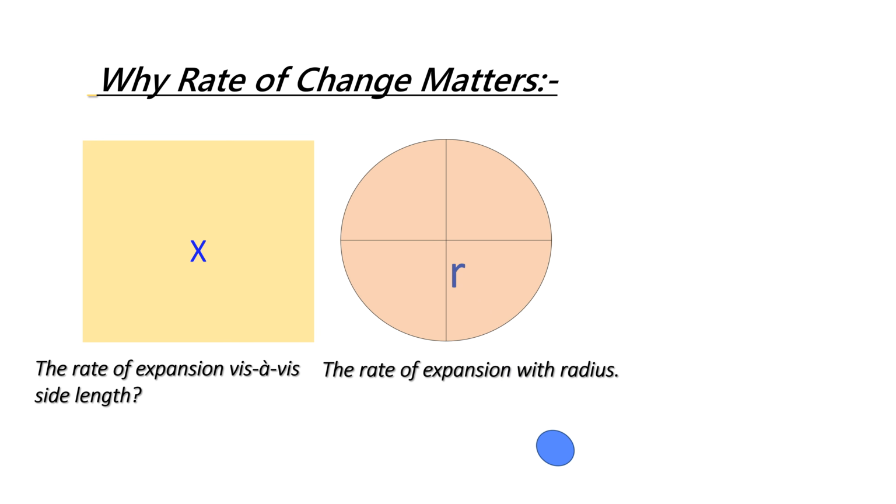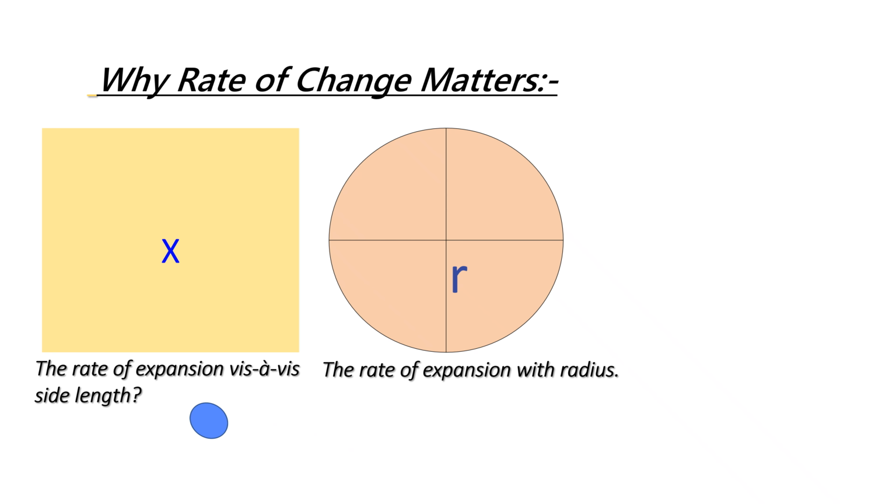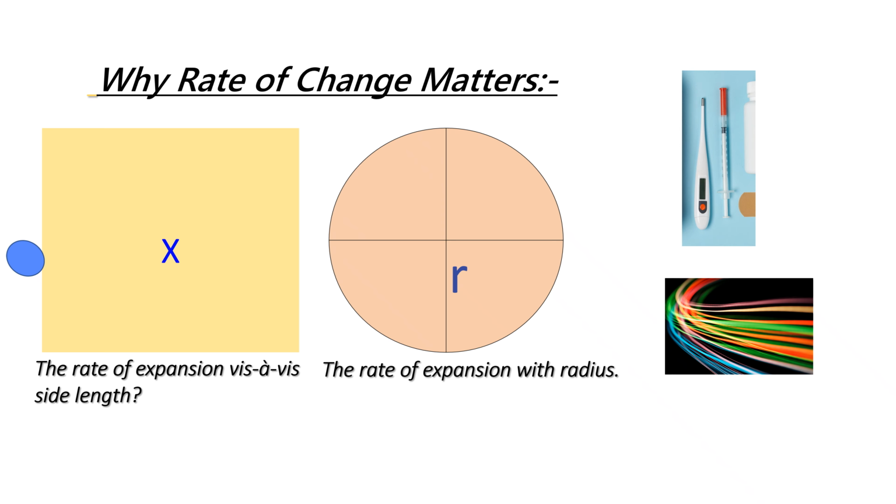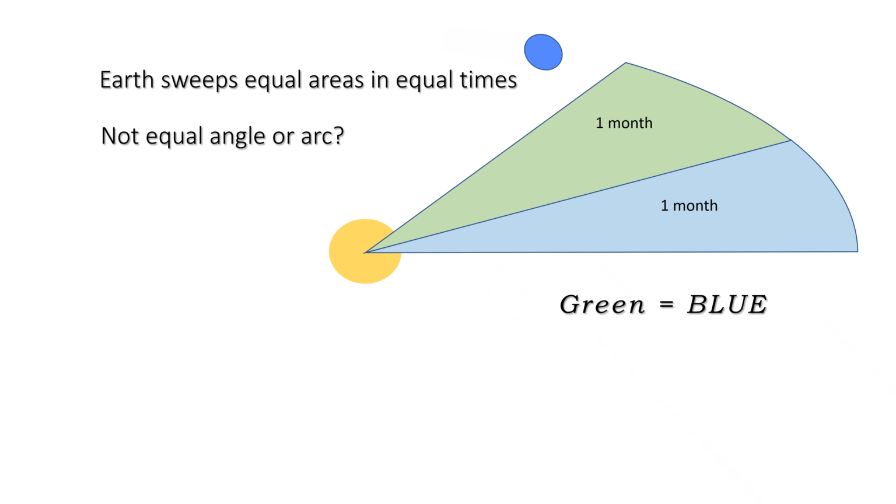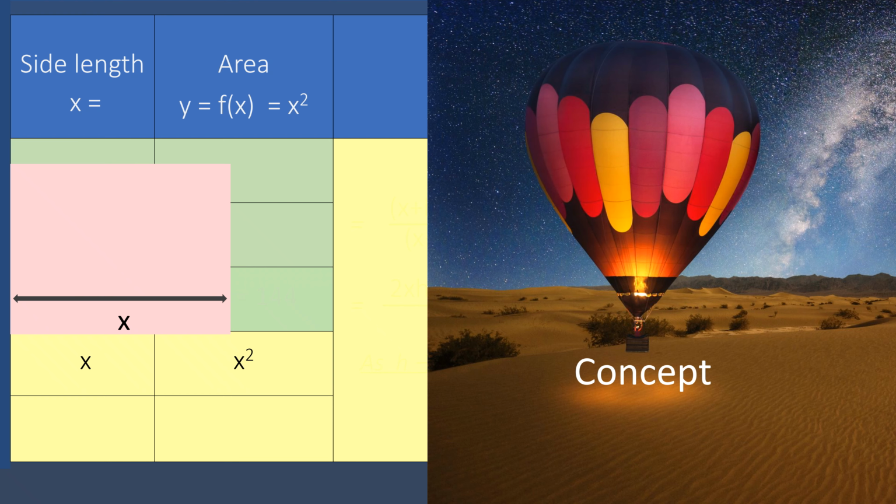Everything around us is constantly changing. Objects move, areas grow, temperatures rise, currents flow. To understand any changing quantity, we need to know how fast it changes. That is exactly what differentiation measures: the rate of change at a particular instant.